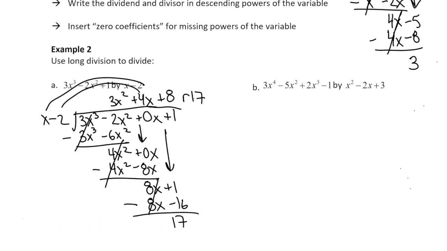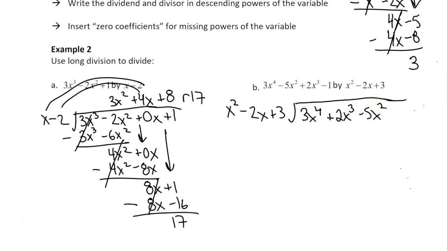So right now it looks like our dividend's out of order because we have an x to the 4 followed by an x squared followed by an x cubed. That's not in the correct order, so you always want to make sure that you rewrite that first when you place that there. So here we would say something like x squared minus 2x plus 3, 3x to the 4 plus 2x cubed minus 5x squared plus 0x minus 1.